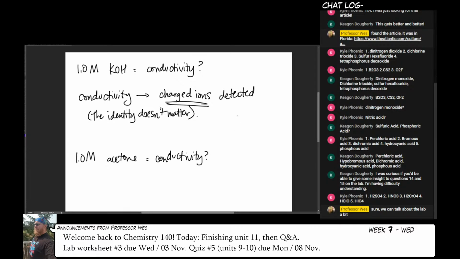So in other words, if I had this and this, they should have the same conductivity because they're the same number of ions. I've got Na plus and Cl minus, or I've got K plus and Br minus. And then remember that these numbers are concentration, which is just how much stuff there is in the bottle. We're going to talk about that concentration in Unit 16 at the very end of the quarter.